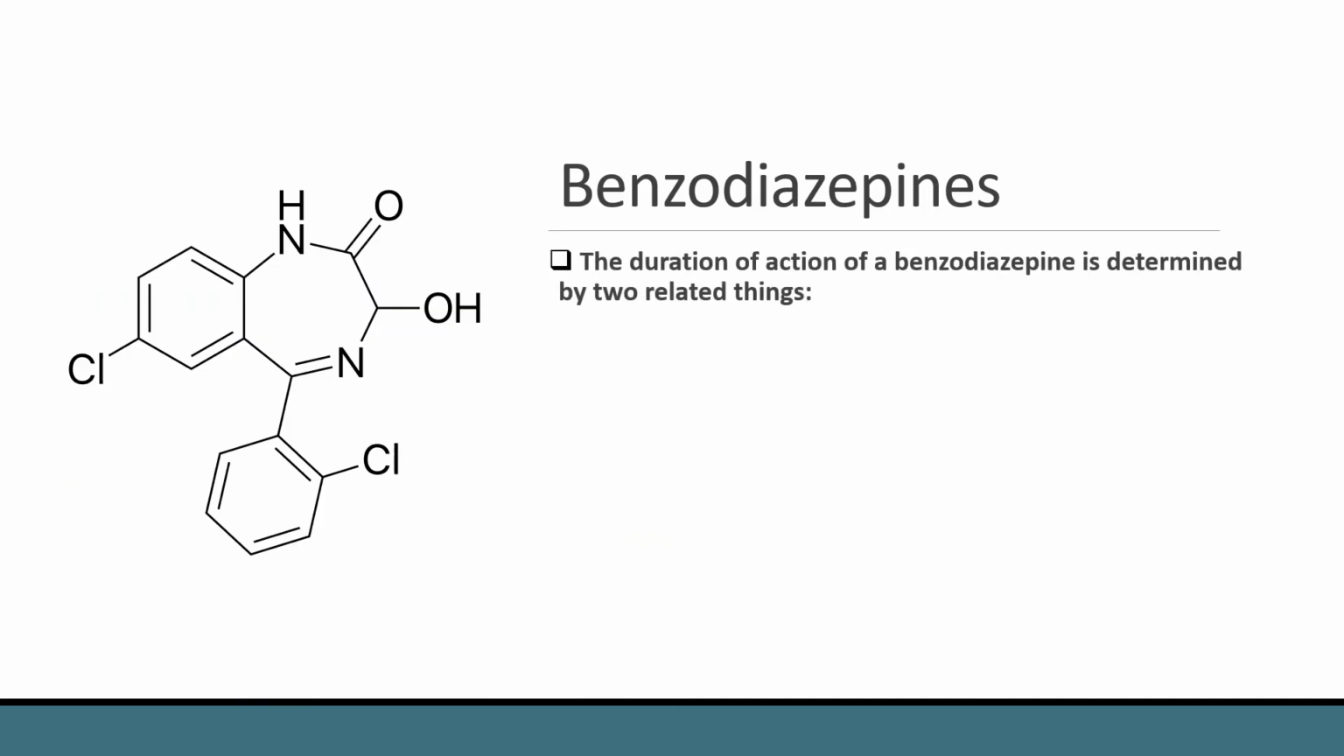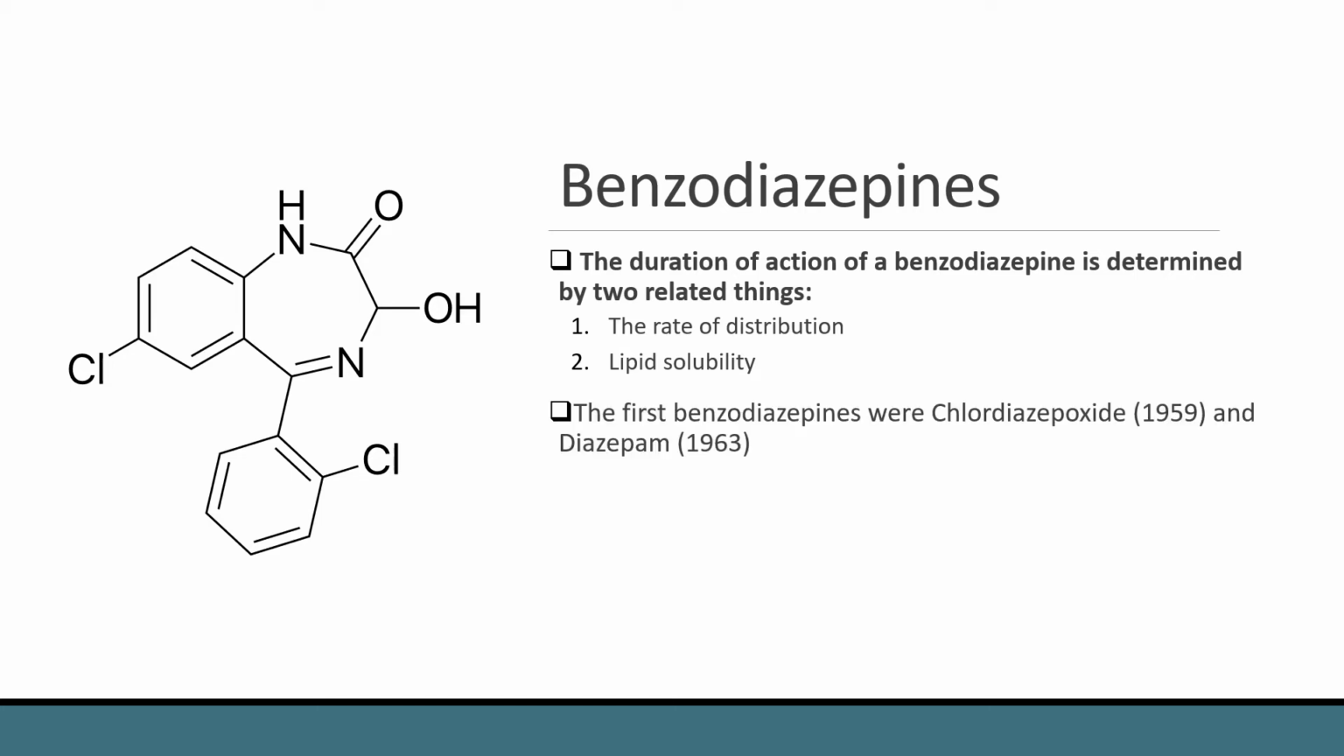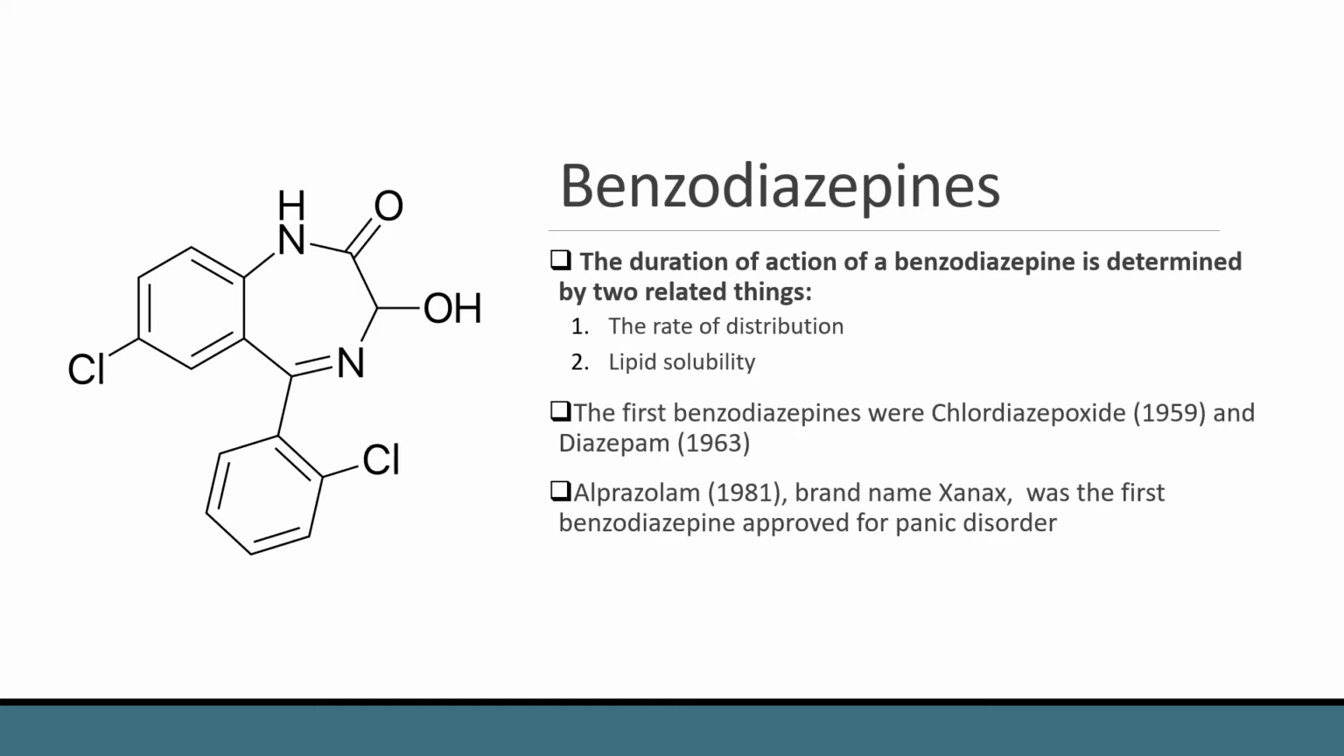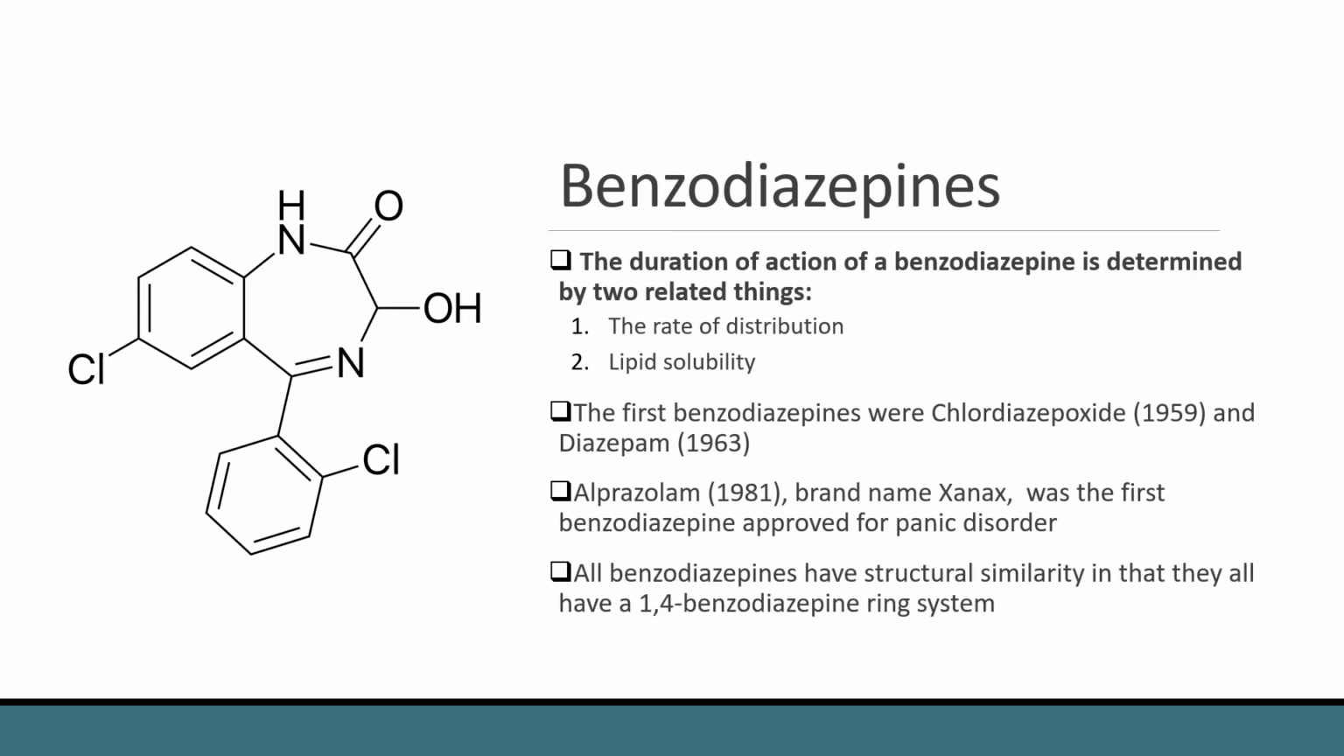Okay, so for benzodiazepines, the duration of action and the onset of action of a benzodiazepine is determined by two related things. One, the rate of distribution, and two, the lipid solubility. This makes sense. The more lipid soluble the drug, the quicker it's going to cross the plasma membrane, the quicker it's going to cross the blood-brain barrier, the quicker it's going to get to the benzodiazepine receptor and therefore act, right? The first benzodiazepines were chlordiazepoxide and diazepam. Alprazolam, which is Xanax, was the first benzo approved for panic disorder. All benzos have structural similarity in that they have the 1,4-benzodiazepine ring system, which is shown there on the left.